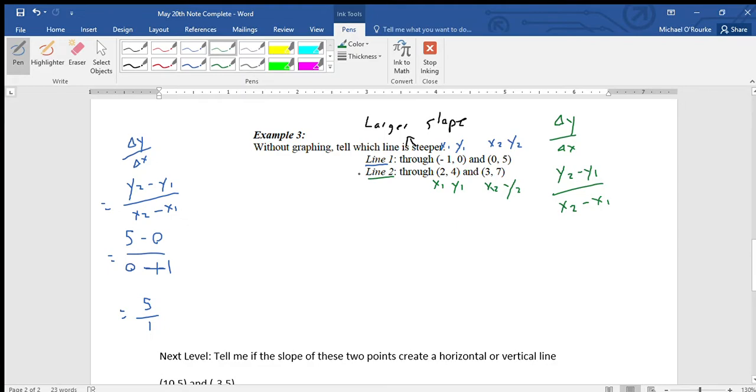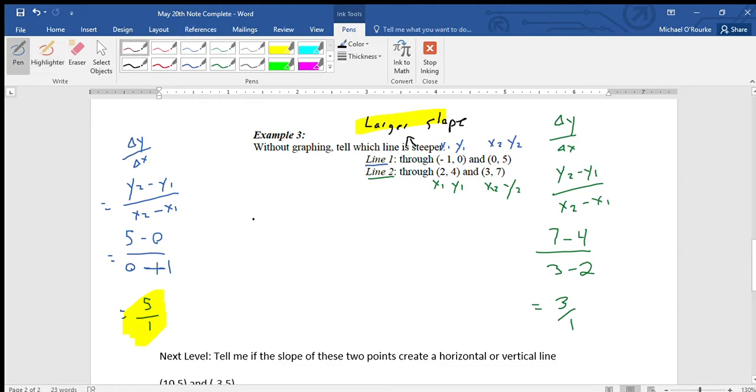So let's plug everything in. Y2 is 7 minus 4 over 3 minus 2, which equals 3 over 1, which would mean the larger slope, because we're looking for the larger slope, is the blue one, because it's the bigger number.